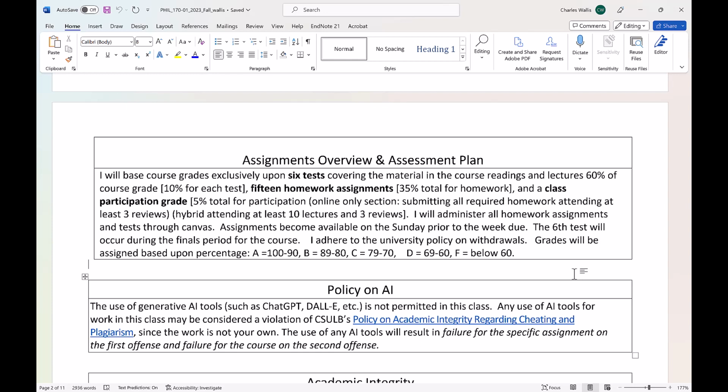I encourage you to familiarize yourself with the Canvas site, to look over all of the information and policies on the syllabus, and if you have any questions, send me an email, stop by office hours in my office or on Zoom, and otherwise have a great first week of the term.